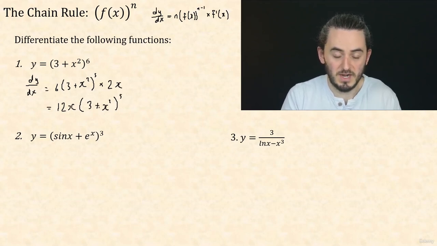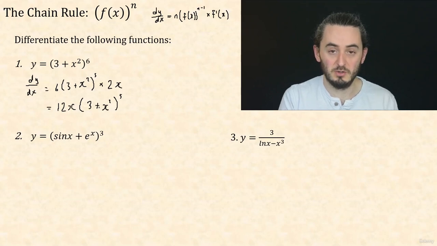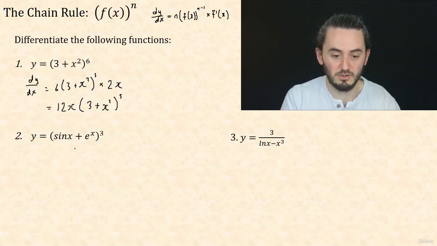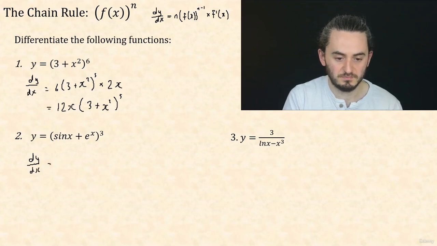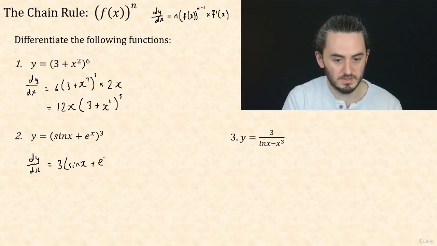Okay, but the stuff inside the bracket doesn't just need to be polynomial. It could be trigonometric or exponential like this. So how do we find dy by dx? Power comes down to the front. Leave the stuff alone inside the bracket.